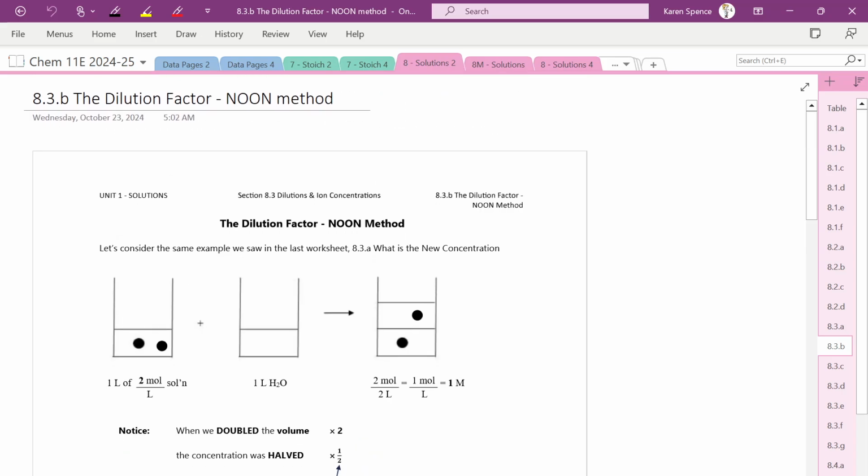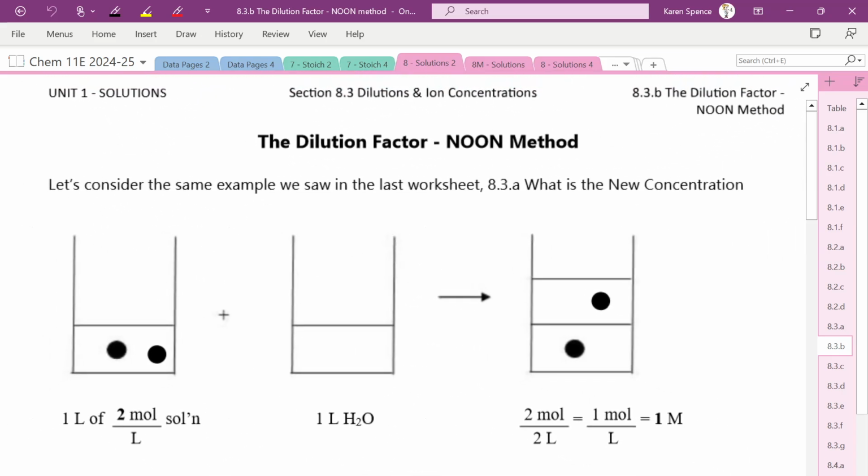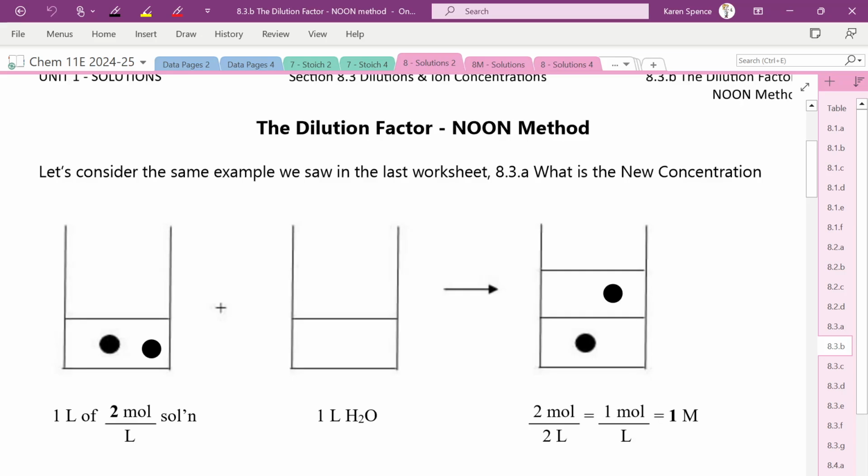Okay, page 59. This is another method if you prefer. This is actually my preferred method for doing this type of dilution. And I call it the noon method because we're working with our new concentration and our old concentration. So let's just take a look at this.